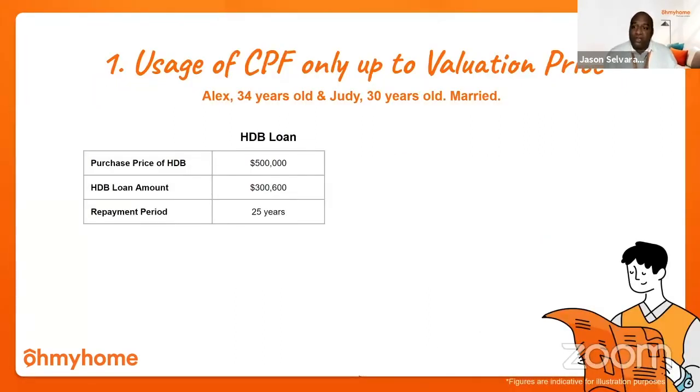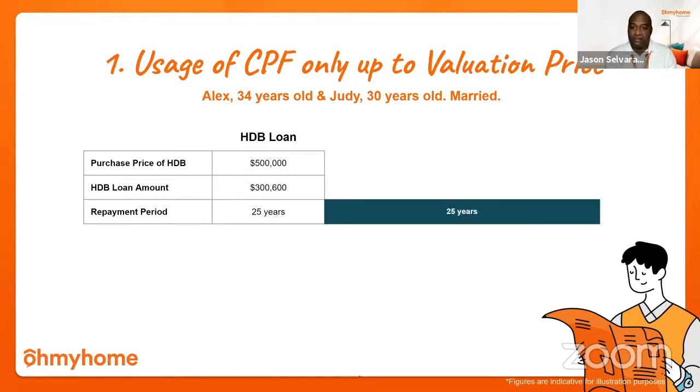So, continuing on with our same buyers, Alex and Judy, who would like to buy their new property for $500,000. They are taking up a HDB loan of $300,600. The repayment period is 25 years, which is depicted here in the bar. Their monthly repayment will be $1,364. Now, they intend to fully service this loan only using their CPF.